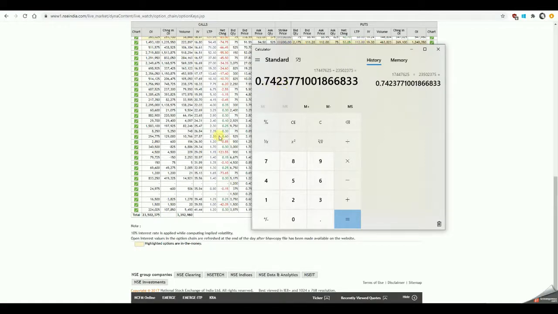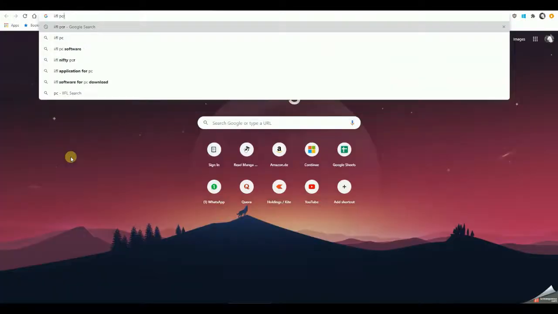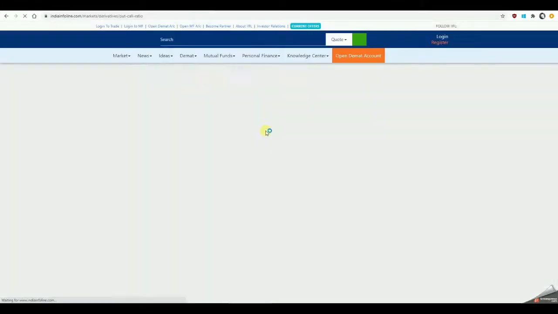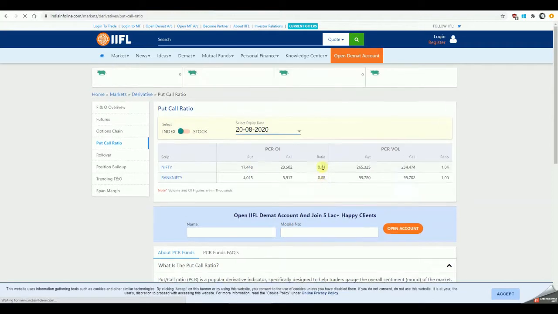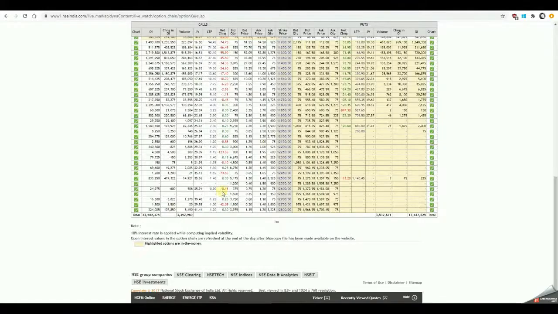You can verify this if you search on Google for IIFL PCR. You will find the PCRs here as well for the index. So we are looking at the 20th. It's 0.74. Our calculator says 0.74. Not just this, you can also calculate the previous day's PCR. So this is the OI for today. This is the change in OI. Change in OI is the net change. But there's no total given here.